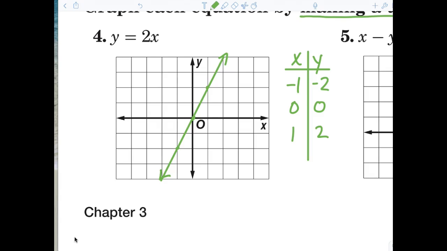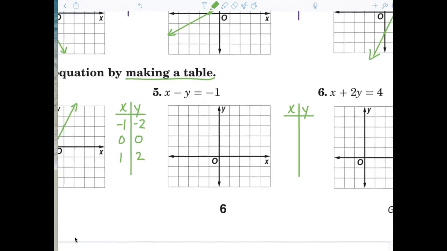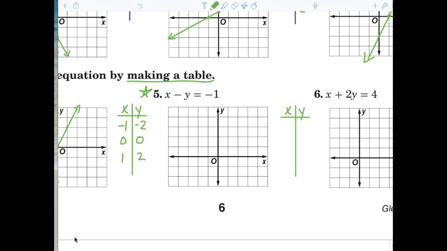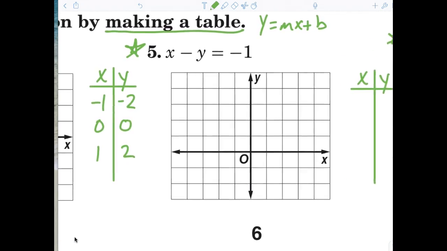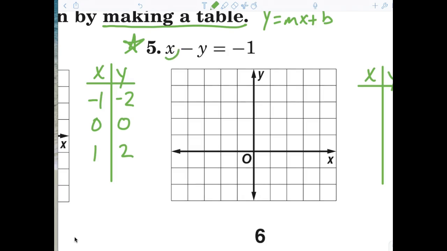Now, I need you to put a star by number 5. And I need you to put a star by number 6. The reason we're putting stars by those is because I need you to put it in the form y equals mx plus b, which basically means I need you to solve it for y. So now, pay attention because here's the hard part. The x is out of place. So I'm going to physically pick the x up, and I'm going to move it to the other side.